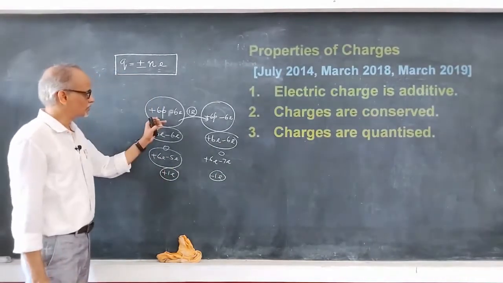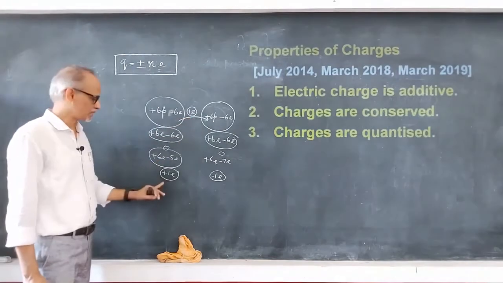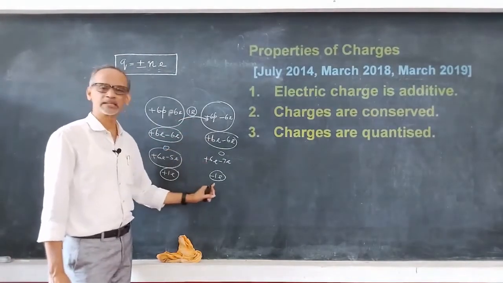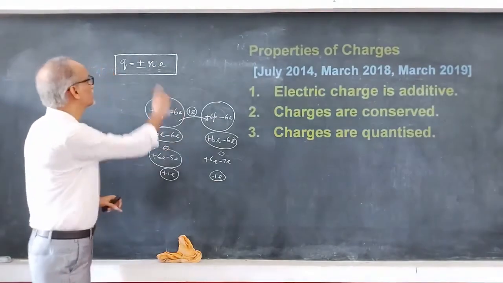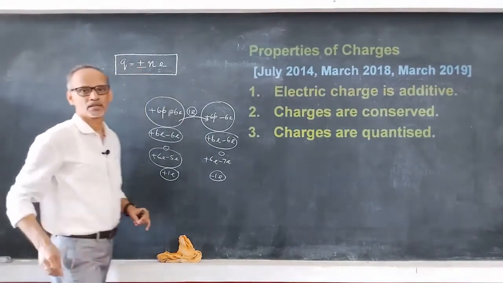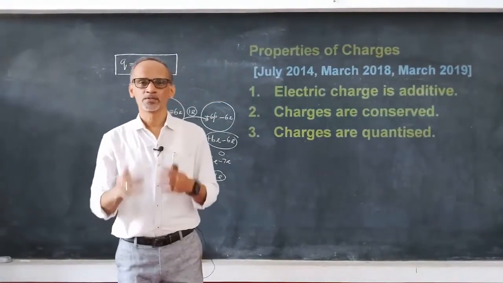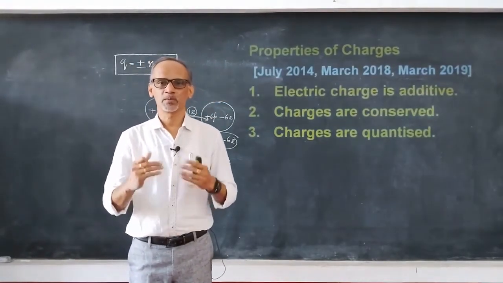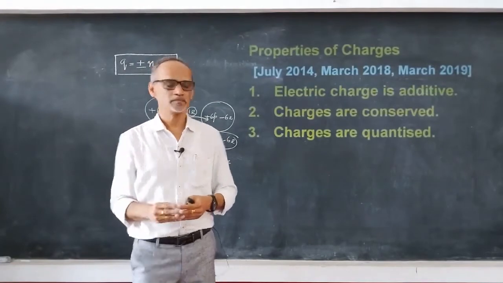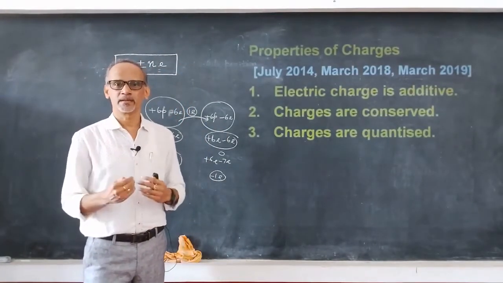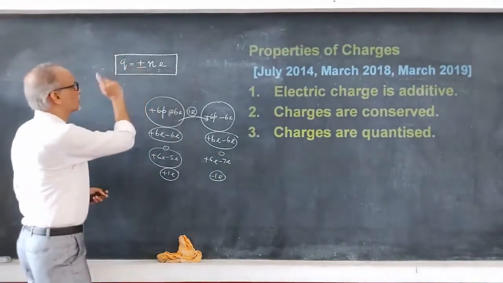So the body which loses electrons becomes positively charged. The body which gains electrons becomes negatively charged. So that's why we have written plus or minus. That means a body can be either positively charged or negatively charged. A body becomes positively charged when it loses electrons, and negatively charged when it gains electrons. And that's why we write plus or minus e.